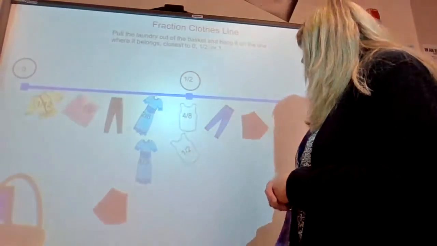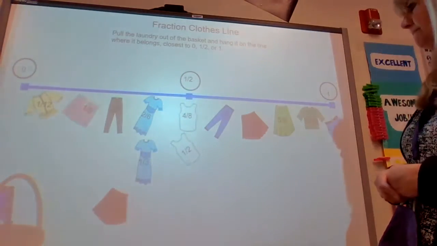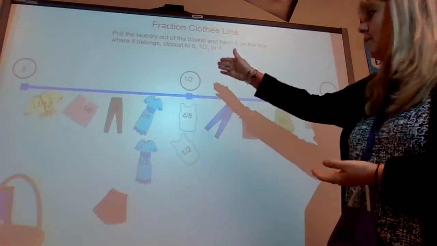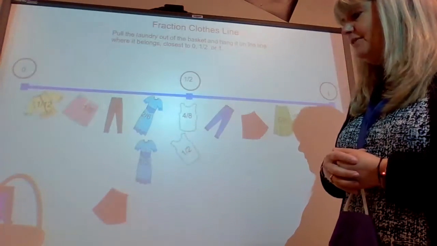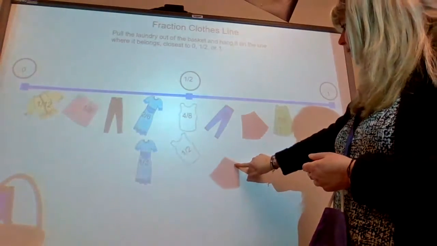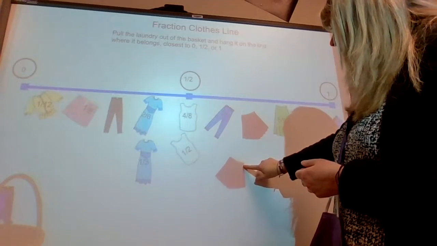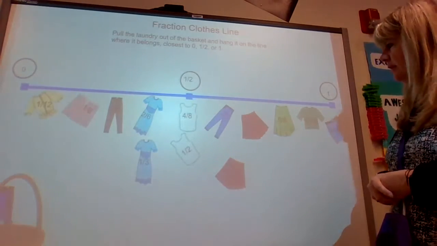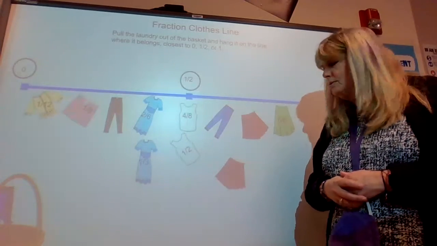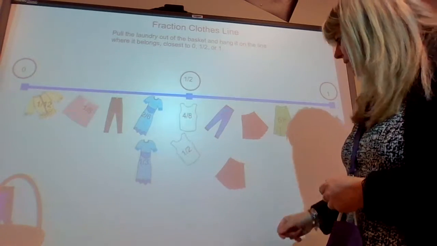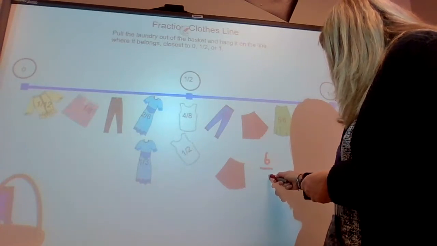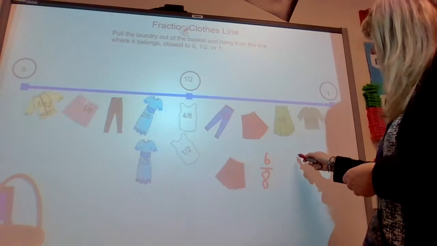Okay, that looks like that is 6/8. Where am I going to put 6/8? Well, we know it's greater than half because half of 8 is 4. So we know it's going to be greater than half. But where in this is it going to fit? I wonder why these two are the same. What do you think? Well, let's try this out. Let's see if they are equivalent fractions. So I've got 6/8 and I've got 3/4.